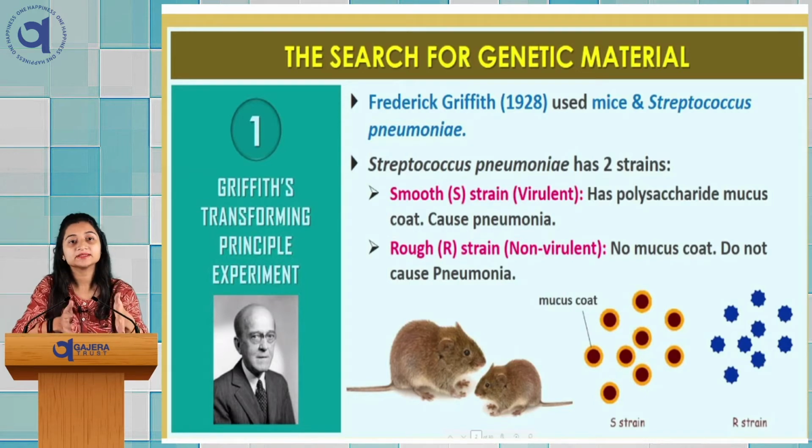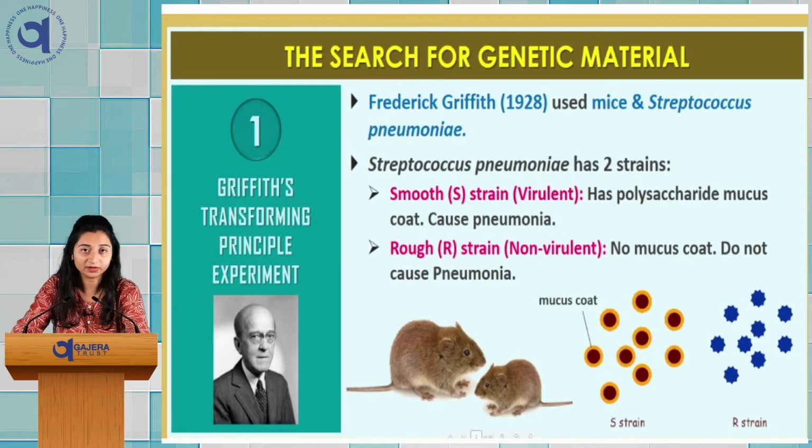In this experiment he used mice and a bacterium responsible for causing pneumonia, Streptococcus pneumoniae. He had two variants of Streptococcus pneumoniae: one that is smooth, which is responsible for causing disease, and the other, the rough strain, which does not cause any infection even if it enters the mouse body.